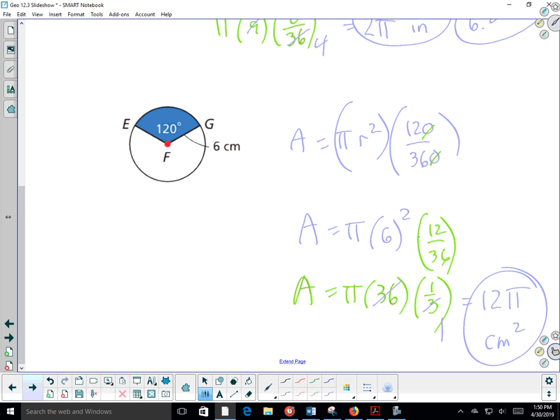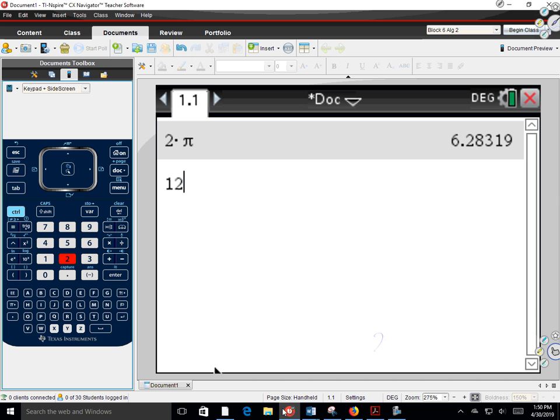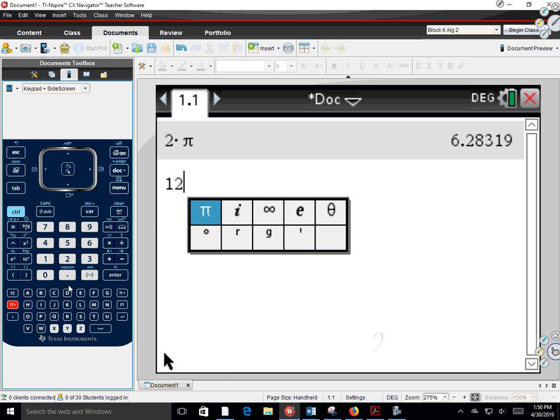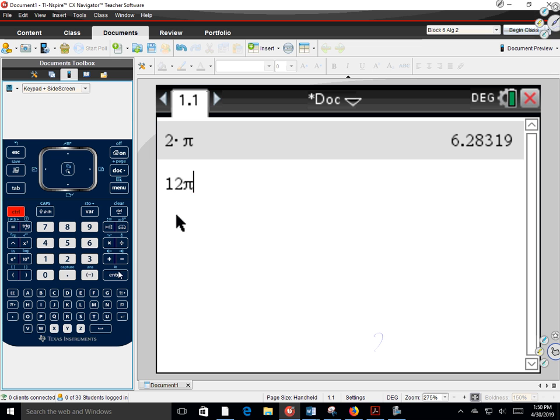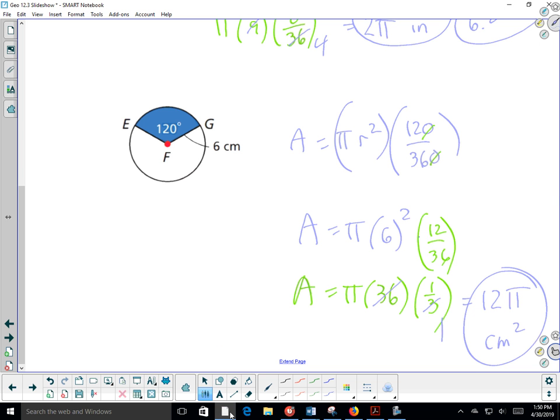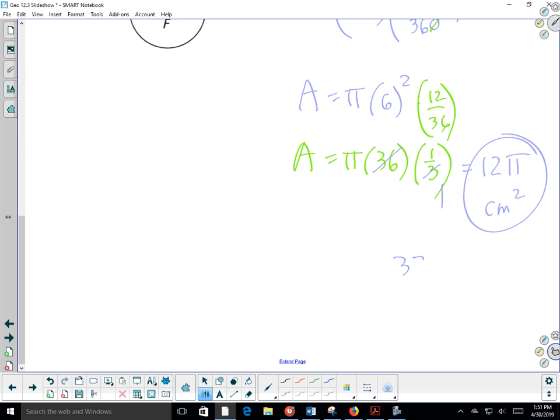12 pi, we want to do, when we multiply 12 times pi, it's like 37.699. Can we just round that? So 12 pi is approximately 37.6991. So I would say 37.70. So our answer here should be 37.70 centimeters squared, right? Here's our answer in terms of pi. Here's our answer rounded to the nearest hundredth. Questions on this?